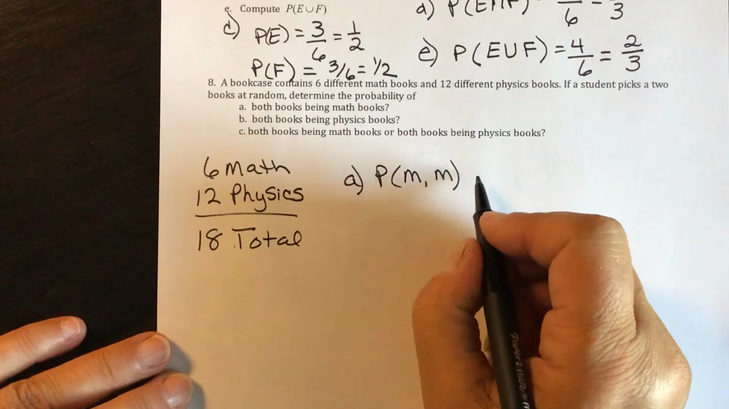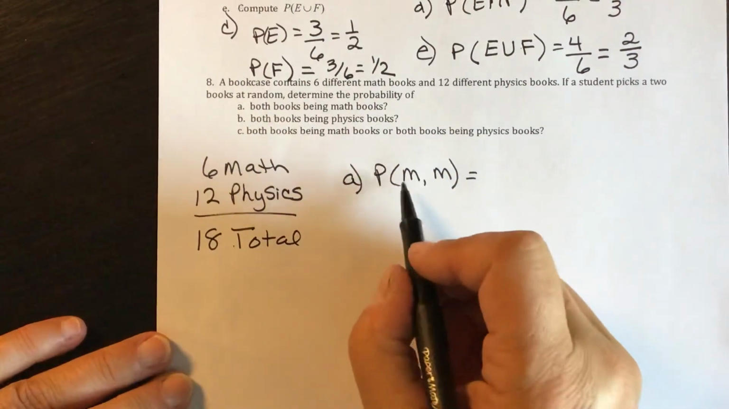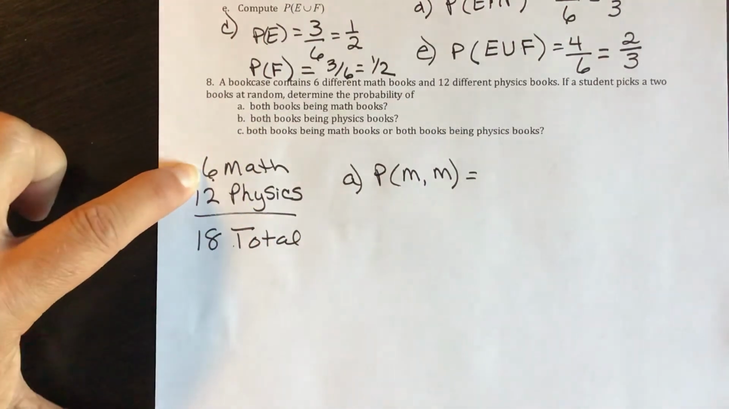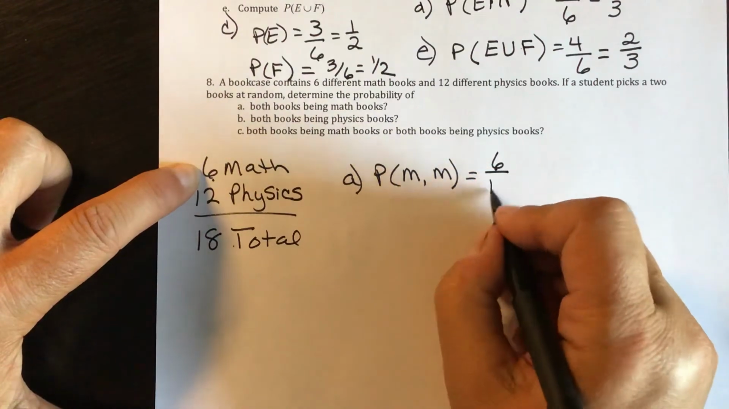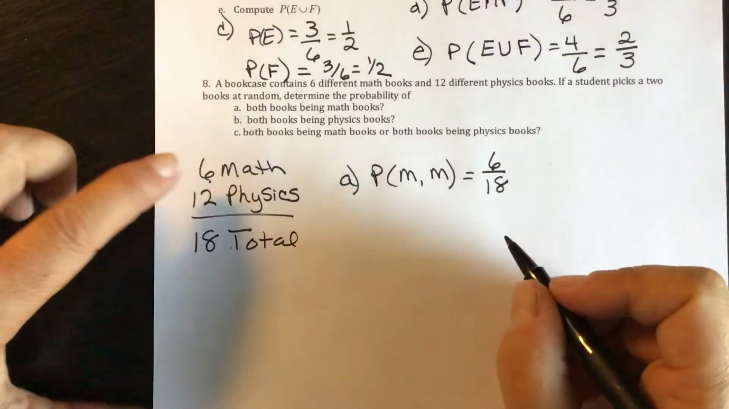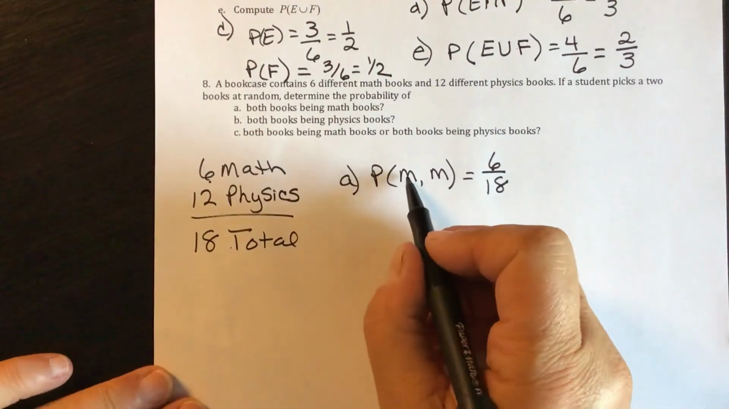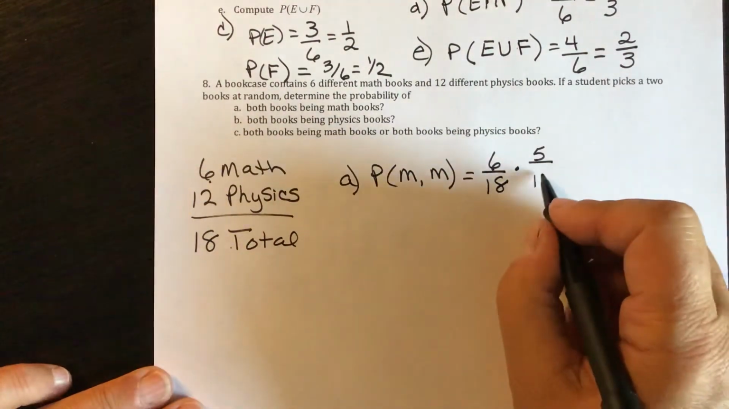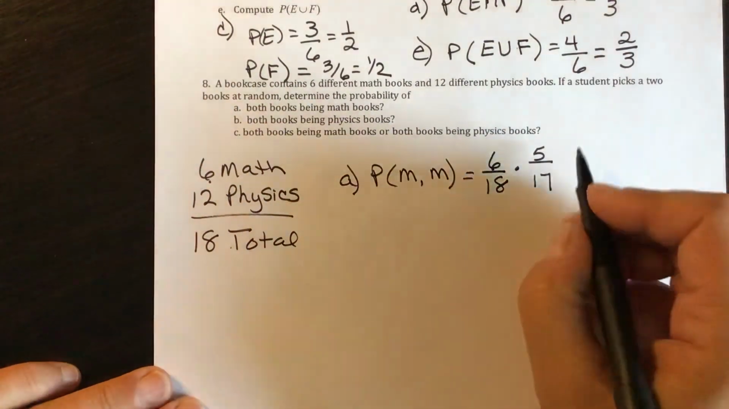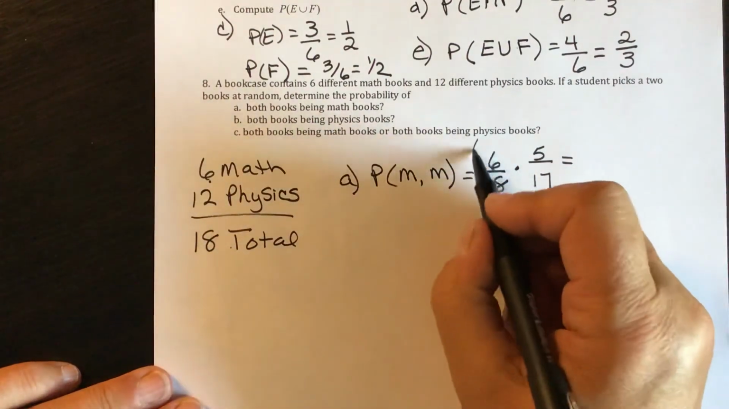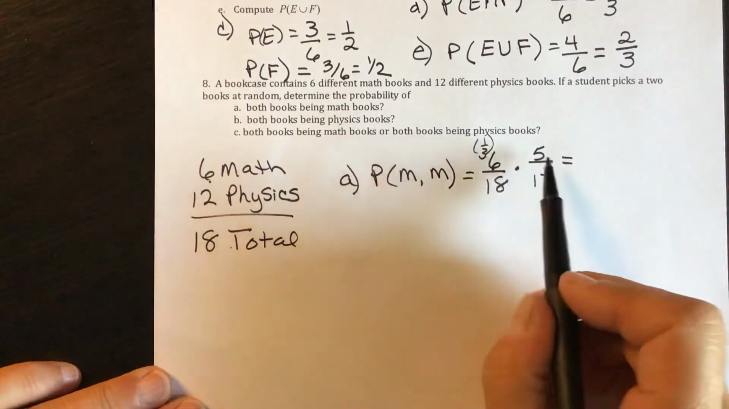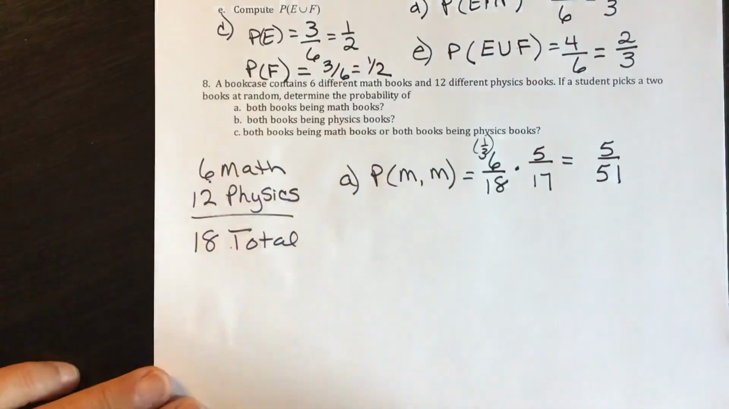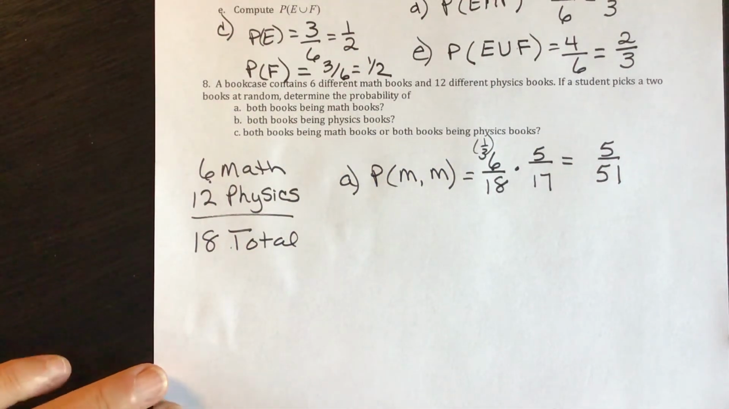All right, so I'm choosing 2 books. So the number of math books I have for the first selection would be 6 out of 18. Then after I take that math book away, there's only 5 math books remaining, and there's only 17 books in total. So if I multiply these together, this is actually 1/3 here. So this is 5 over 51. That's the probability that both books are math books.